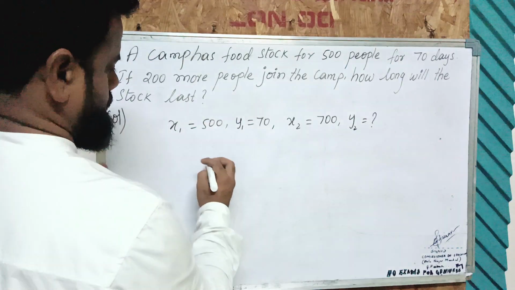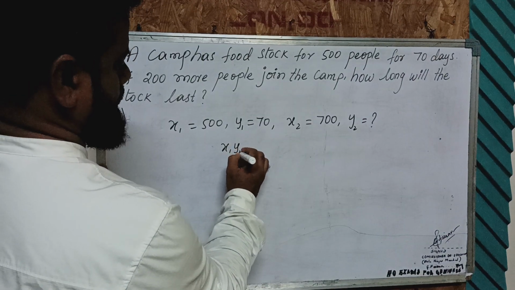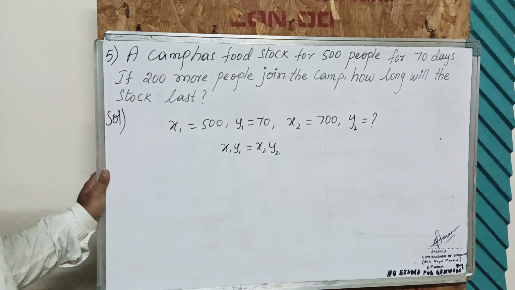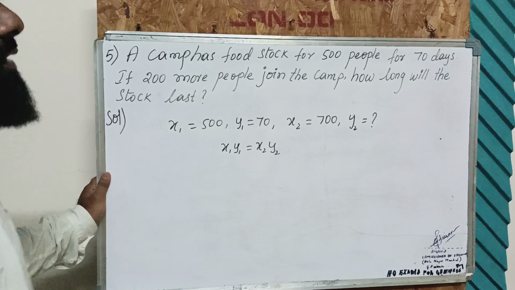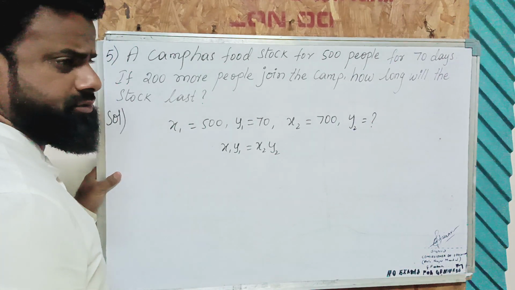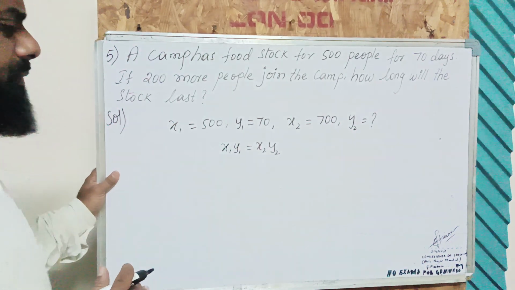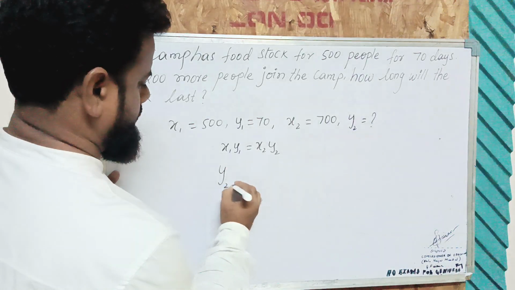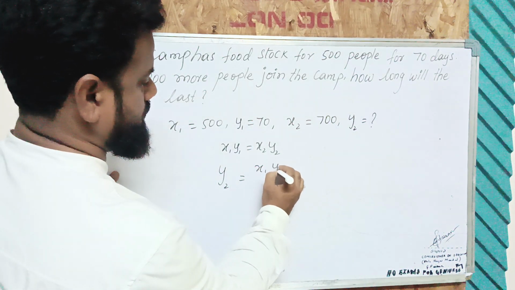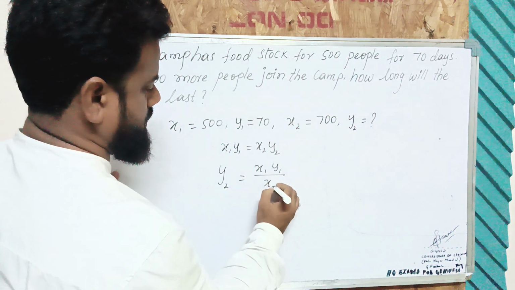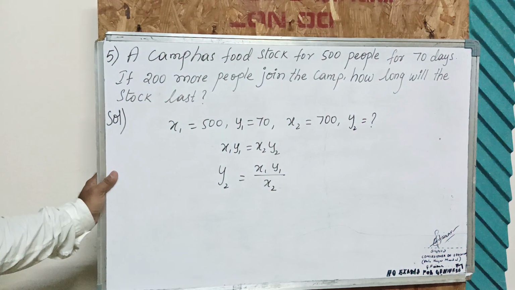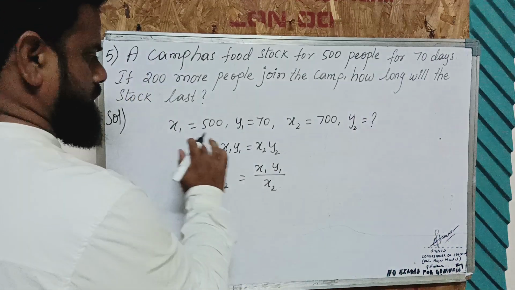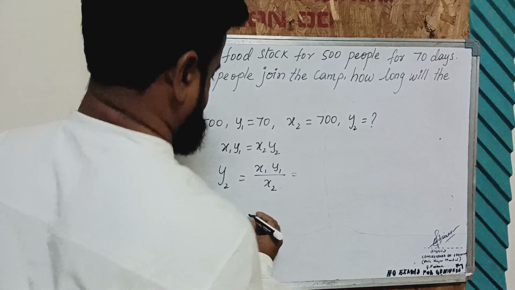Okay, so the formula is x1 y1 equal to x2 y2. This is a case of inverse proportion. So x1 y1 will be equal to x2 y2. Y2 we have to find. So y2 will be equal to x1 y1 by x2. X1 is 500.